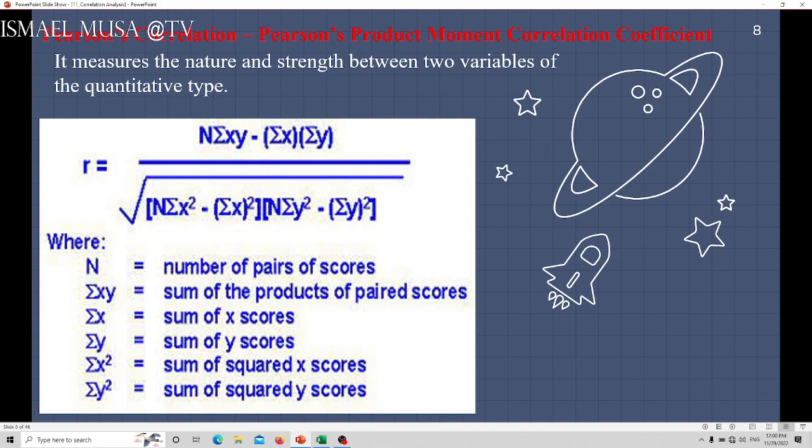The summation of X is simply the sum of all X. The summation of Y is simply the sum of Y scores. Summation X squared is simply the sum of squared X scores, meaning you square the X, then take the sum. Your summation Y squared is simply the squares of the Y scores, and take their sum.